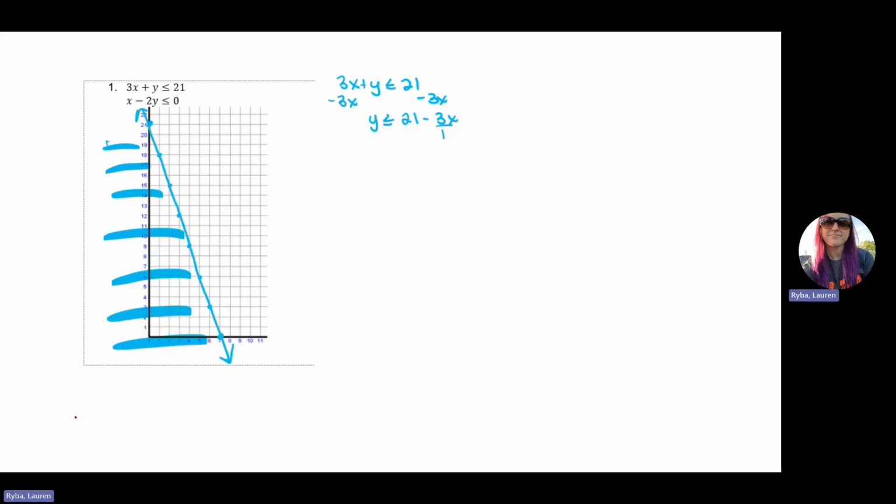Second line, x minus 2y less than or equal to 0. So I'm going to subtract x over. Negative 2y is less than or equal to negative x. And then I need to divide through by negative 2, which is going to flip my inequality sign. It's going to be greater than or equal to positive 1/2 x.